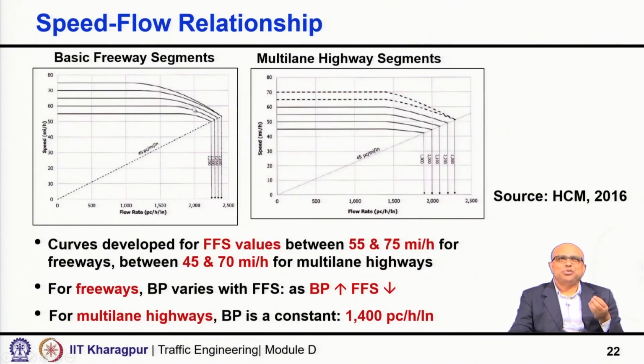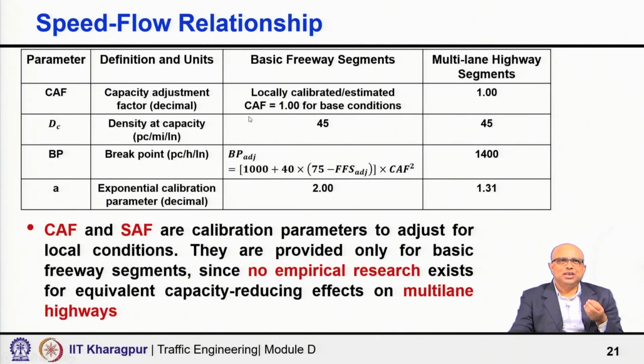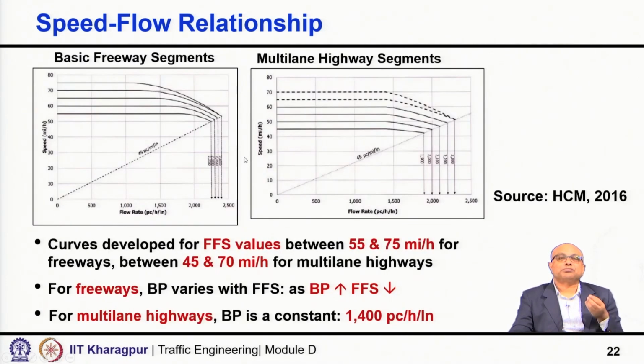The other thing I have shown here is how the speed and flow change. You can see here the basic freeway segment and multi-lane highway segment, and this is the line which is 45 passenger cars per mile per lane, as it is given here.